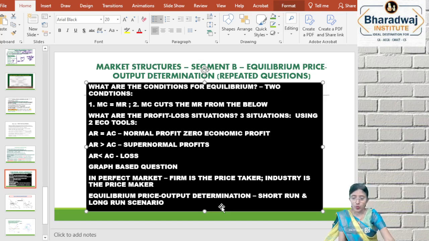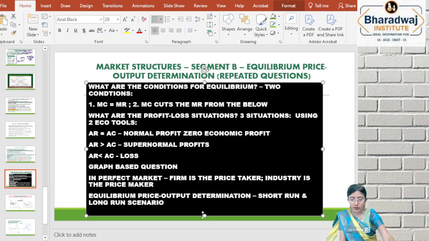Okay. Now, what is that? I'm going to first have this as a clue. Okay. What are the conditions for equilibrium? Or how many conditions are there? 2 conditions are there. Repeated question. Mark it off. 2 conditions are there. MC is equal to MR. MC curve cuts the MR curve from below.